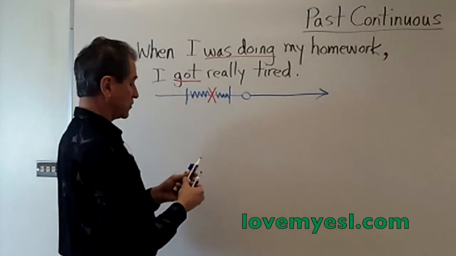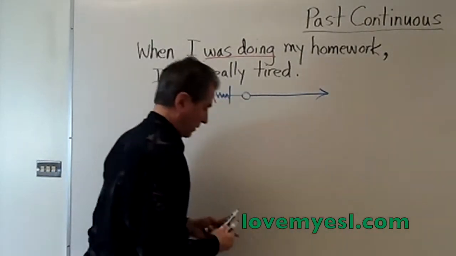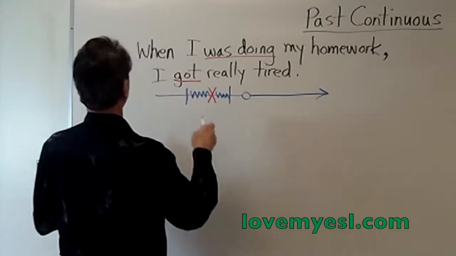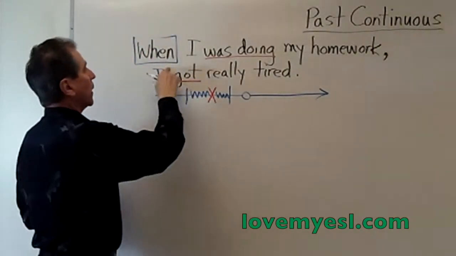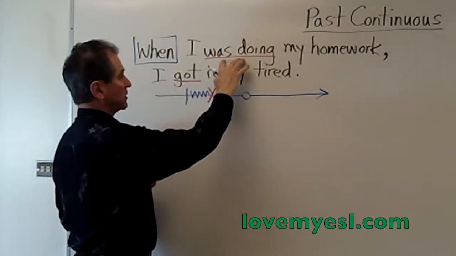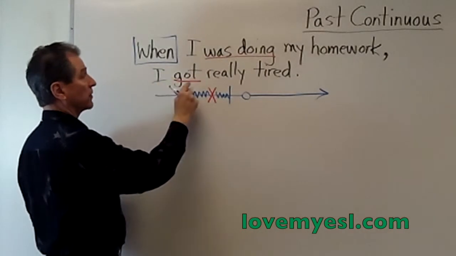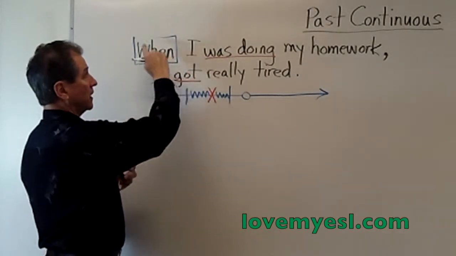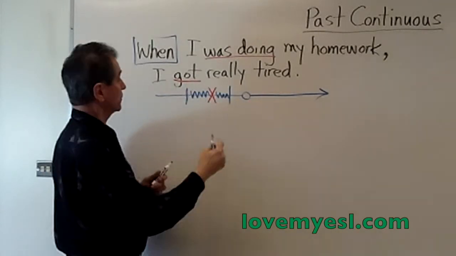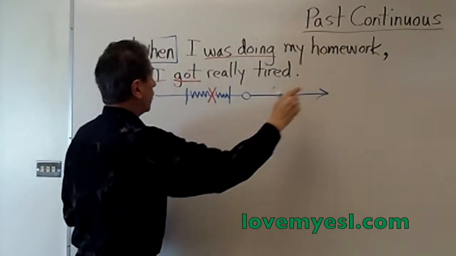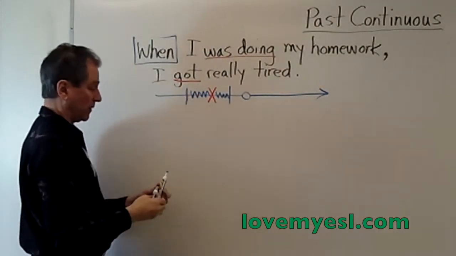There are three words that you use at the beginning here. I'll identify these in blue. When is one of these words. When goes in front of the past continuous, but the interesting thing about when is that it can also go before the simple past. You can say, when I was doing my homework, I got really tired. But you can also say, I was doing my homework when I got really tired. You can put the when in front of the simple past.